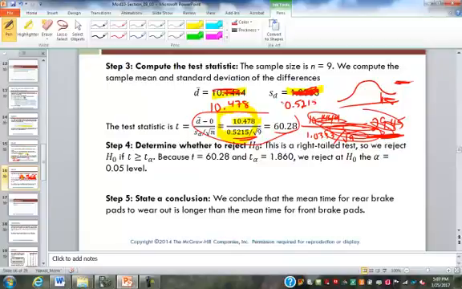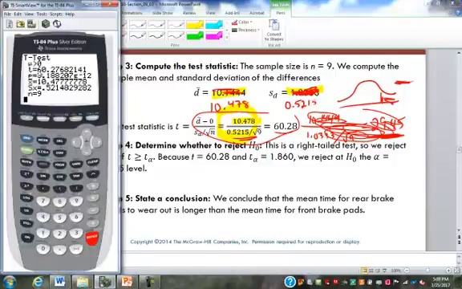I mean, the p-value here would be absolutely tiny. So not only did we reject, but we really blew this one out of the water. And as you can see on the calculator, we get that same result, that test statistic of 60.28.